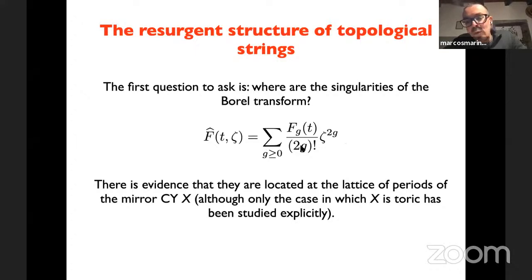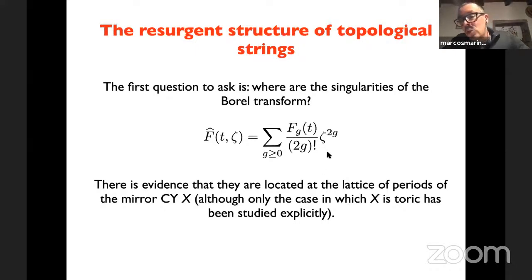So the Borel transform here would be the following. You would take this sum, the total free energy with coefficients F_g of t. You would now divide by (2g)! You would have a parameter zeta. And then you could ask, where are the singularities of this Borel transform? Now, for each value of t, this function is going to be analytic in a neighborhood of the origin. And you could actually try to see where are the singularities of this Borel transform.